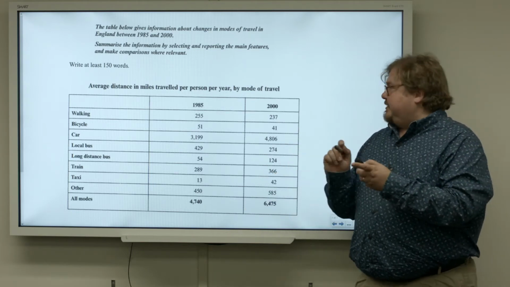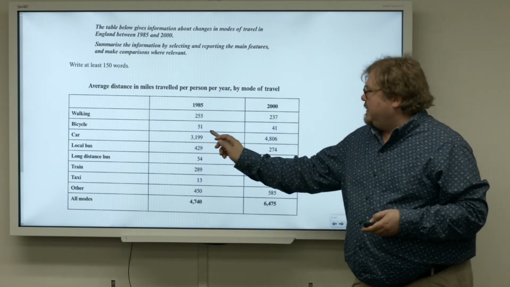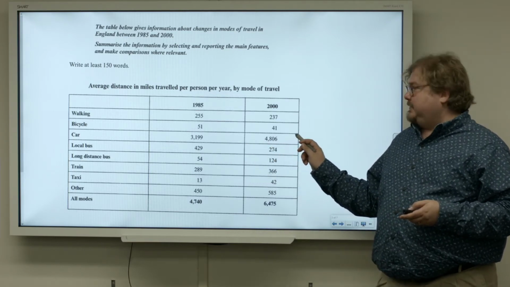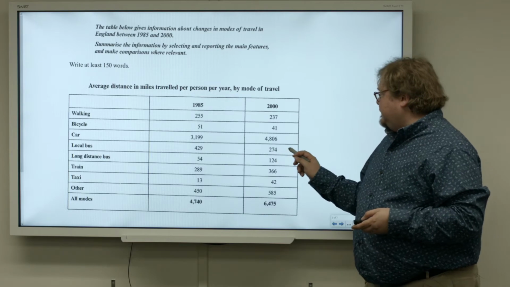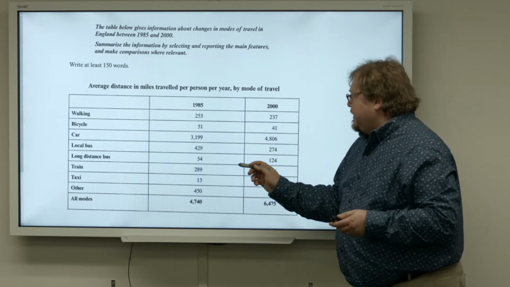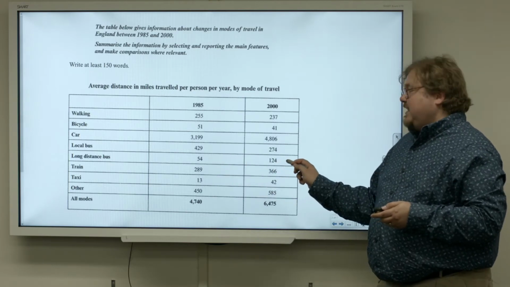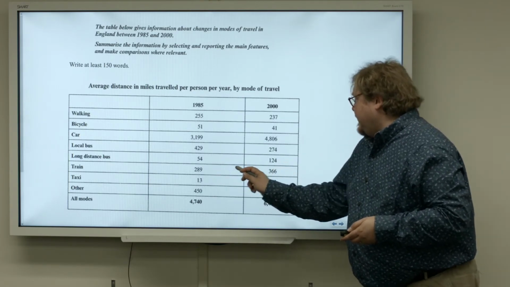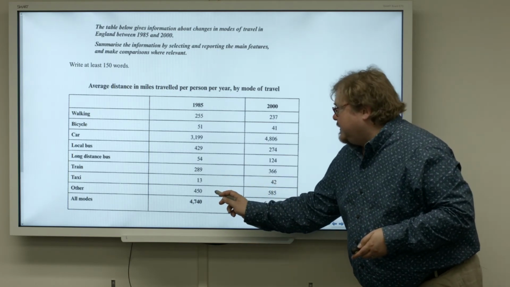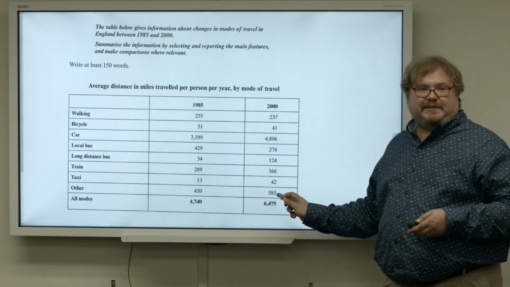Let's also look for some changes. So we see walking, it decreased a little bit. Bicycle decreased a little. Car went up, kind of a lot. Local bus decreased. Okay, so let's continue looking at some changes. We see long distance bus actually increased. The train increased. Taxi did increase. And other, we're not sure exactly what that is, but we do see that it increased as well.